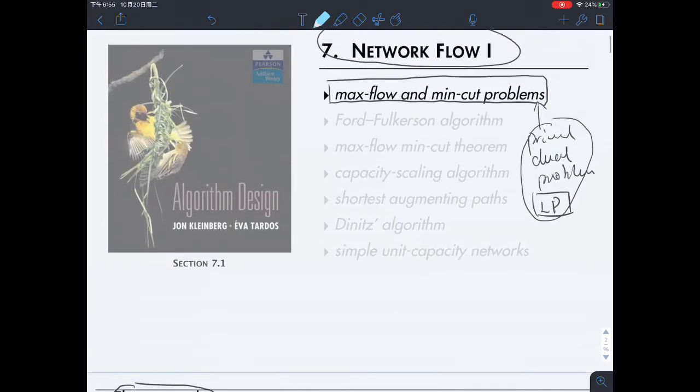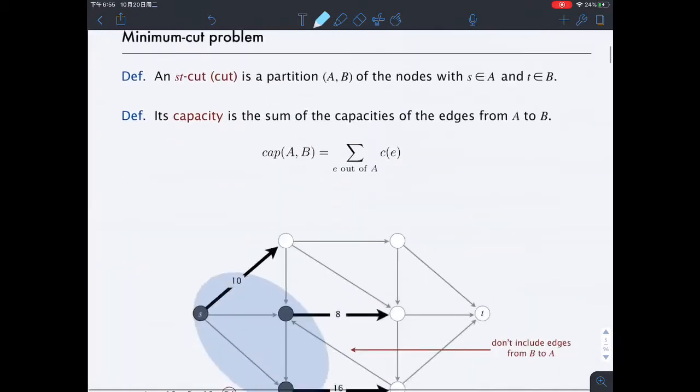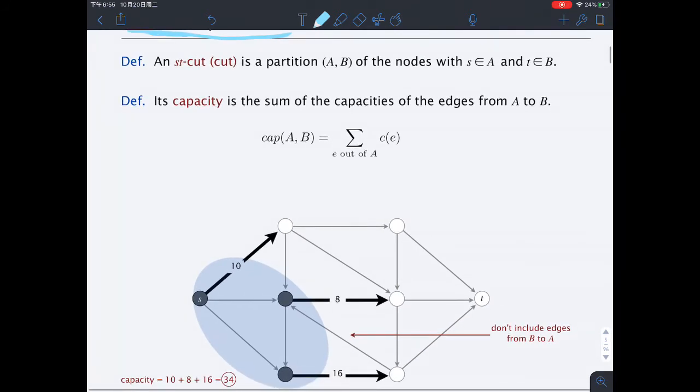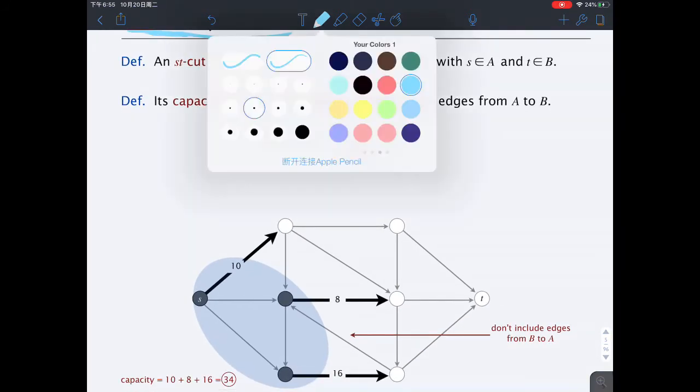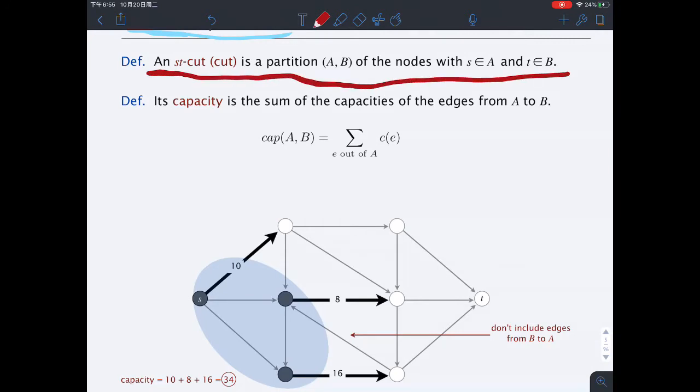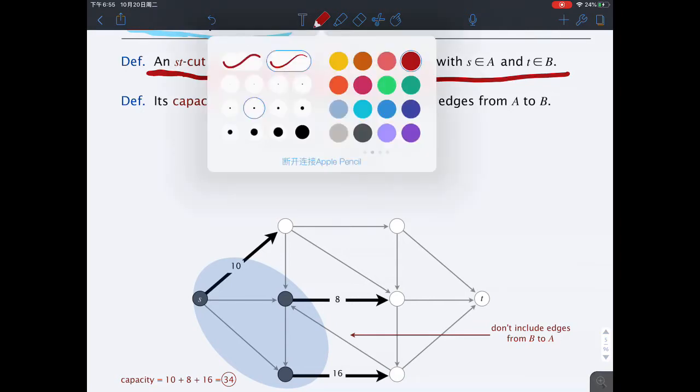Now let's move to another problem closely related to this network flow problem. It's what people call the minimum cut problem. The cut problem is, at least in terms of mathematical properties, a bit easier. So let's read this out loud.